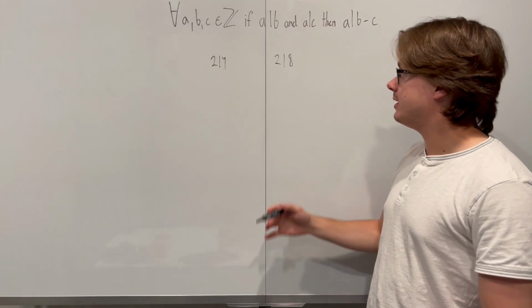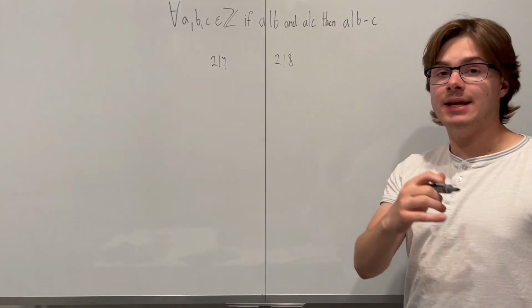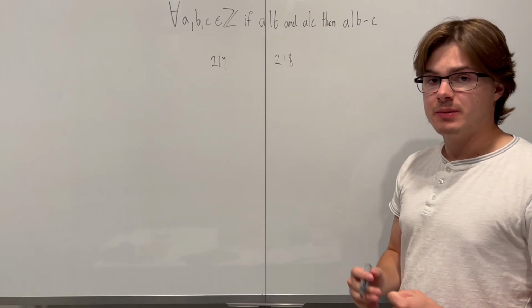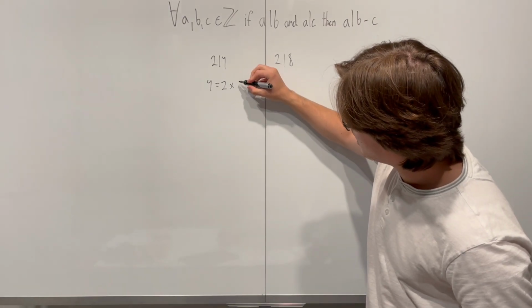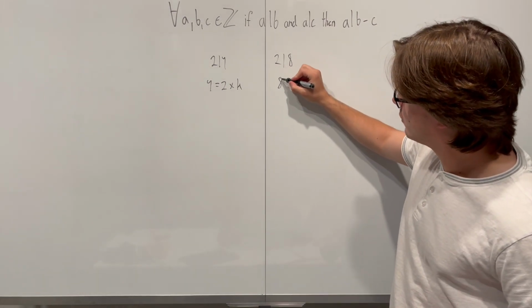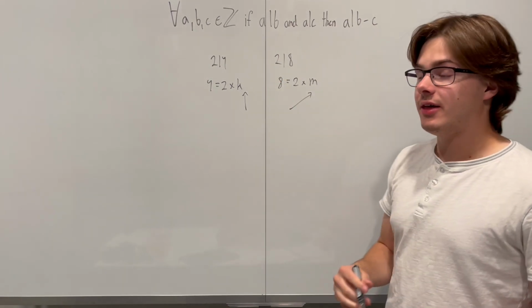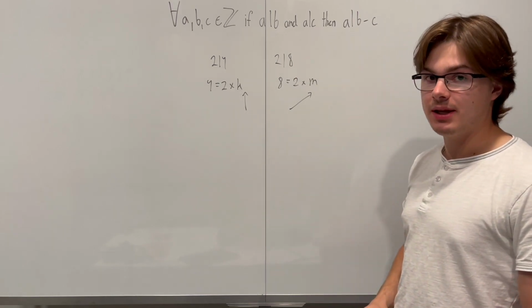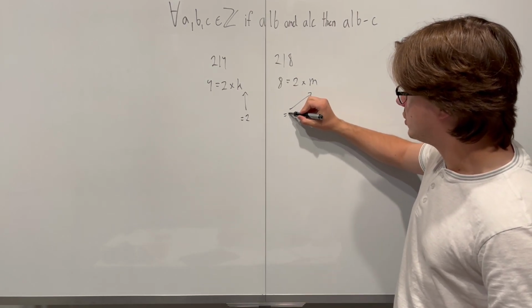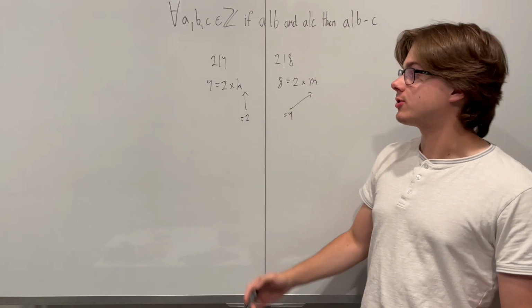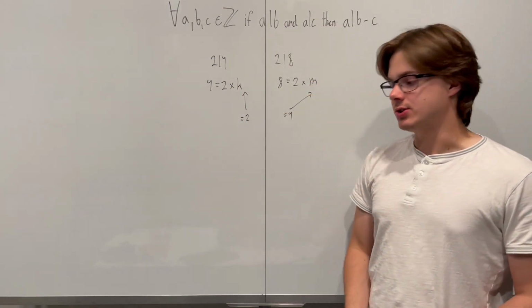Now, what does divisibility mean, or what does it mean for 2 to divide 4? It means 4 is a multiple of 2. This means 8 is a multiple of 2. What does it mean for them to be multiples of 2? Well, it basically means that 4 can be written as 2 times something, and 8 can be written as 2 times something. That something that 2 has to be multiplied by must be an integer. So in this case, k is equal to 2. In this case, m is equal to 4. 2 and 4 are both integers, so it's true that 2 divides 4 and 2 divides 8. So that's the logic behind choosing these numbers.